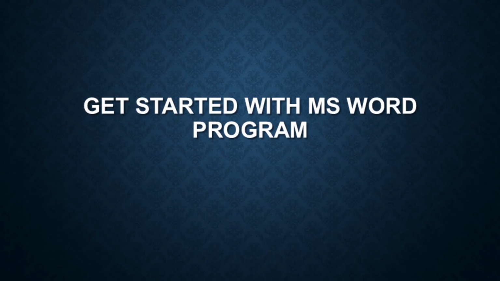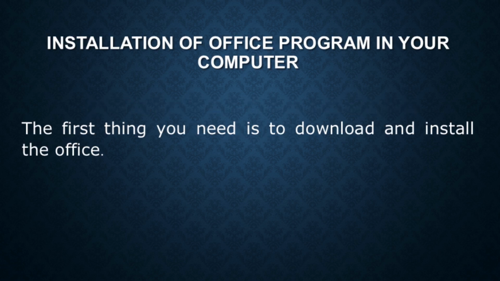Get started with MS Word program. Installation of Office program in your computer. The first thing you need is to download and install the Office. You need to go to the Microsoft website or go to Google search and search for the program. This program has different versions of Microsoft Office 365, Microsoft Office 2013, Microsoft Office 2016, and Microsoft Office 2019. You can download any version and install them in your computer.